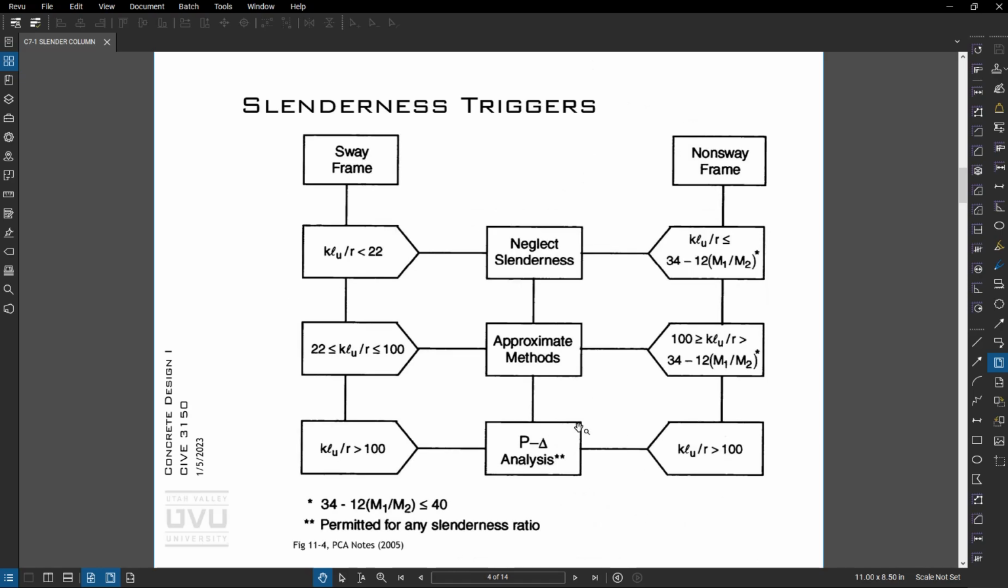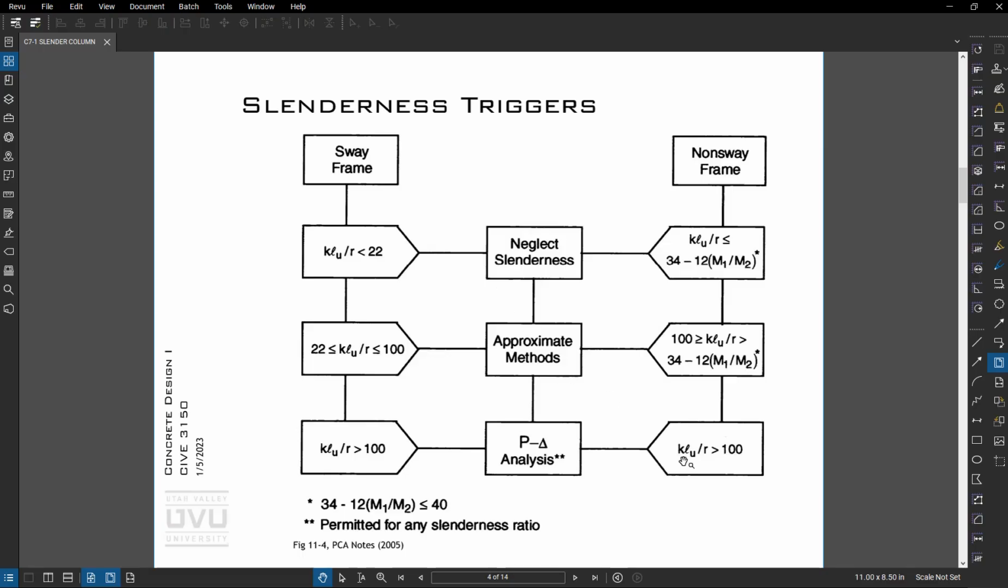So slenderness triggers, we looked at this last semester, but this is a little more detailed figure. If we have a non-sway frame, so often a shear wall building, or a sway frame, often a moment building, there's different limits based on the slenderness. So we calculate this, decide if we need to consider it or not. If our sections are large enough, so the cross section of a column is large enough compared to its length, then we don't need to look at slenderness.